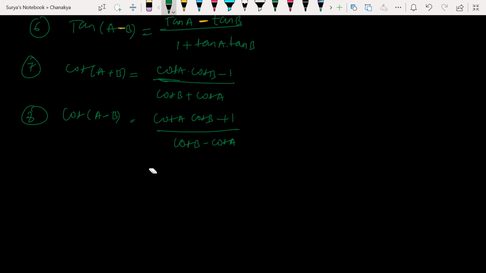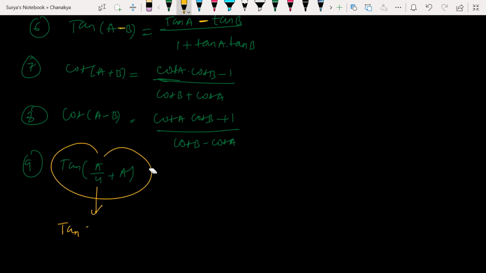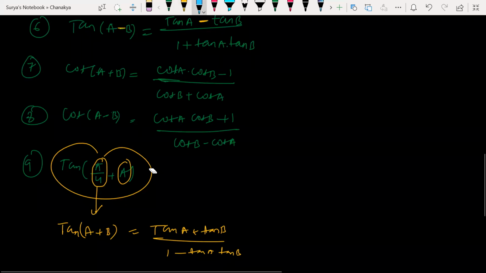Next. One more useful formula, which has been given in your textbook: tan pi by 4 plus A. Now, how many of you can apply this? Guys, how is it looking? Like tan A plus B. Just now I told you the tan A plus B formula: tan A plus tan B by 1 minus tan A tan B, right? What is the A value here? Pi by 4. What is the B value? A. Substitute: in place of tan A, tan pi by 4, plus tan B, which is tan A here.